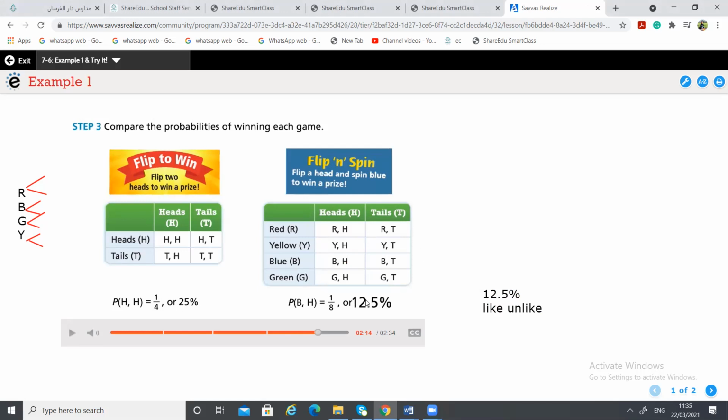Which game do you want to play? The coin one, or the coin and the spin one? Which game will you like to play when you go there? Flip to Win or Flip and Spin? Flip to Win, yeah, because Flip to Win is easy. Getting 2 heads together is easier than getting a head and a blue color in the spinner. So of course, Flip to Win. I will also choose Flip to Win.